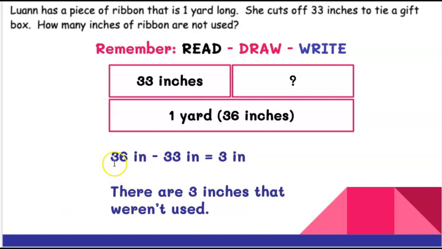Here's my equation. 36 minus 33 inches equals 3 inches. So my answer is 3. There are 3 inches that aren't used. And I can go into my tape diagram and replace this question mark with 3 inches. So 33 plus 3 equals 36. So I know my answer is correct. All right, we're going to go through 2 more. So I want you to make sure you're pausing and drawing tape diagrams and writing equations to help you solve this next one.